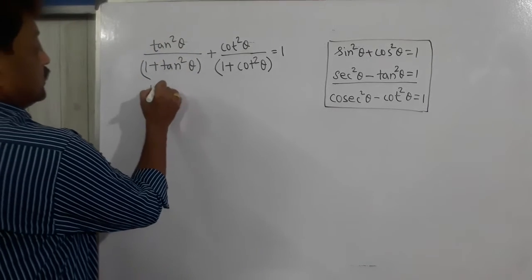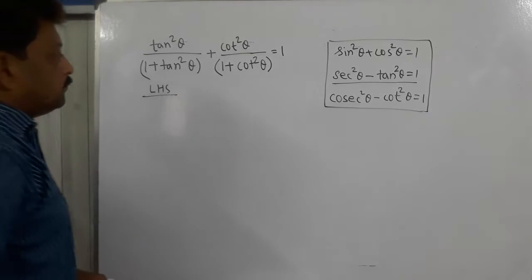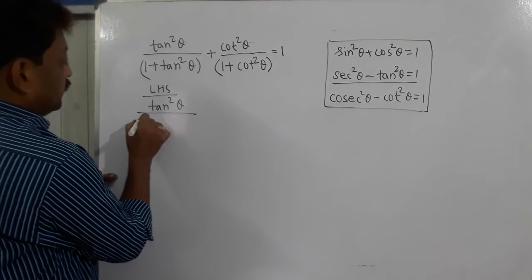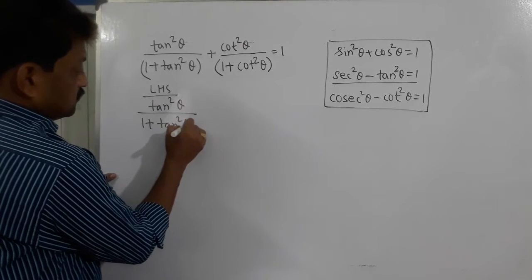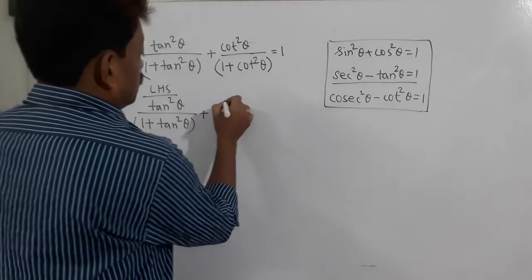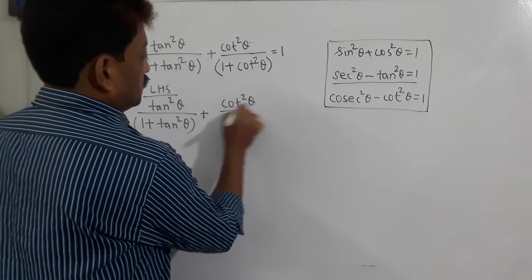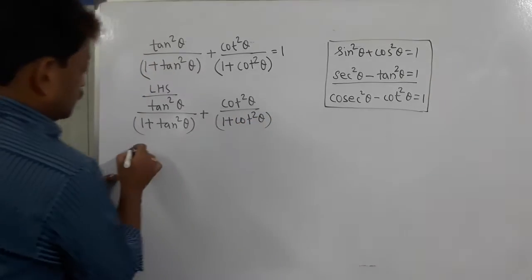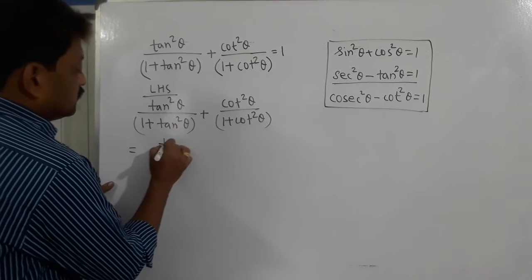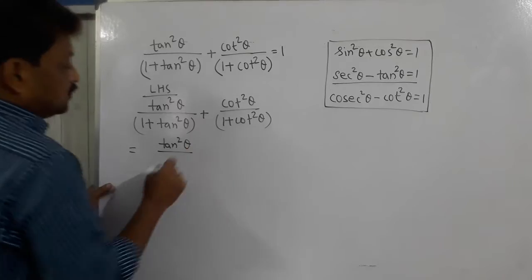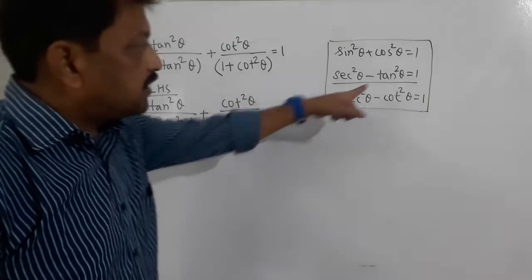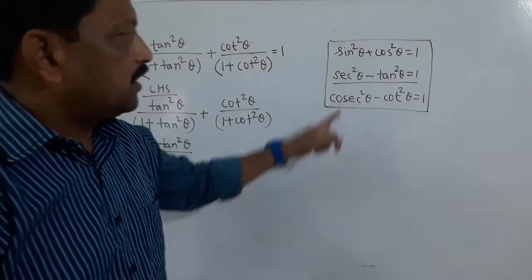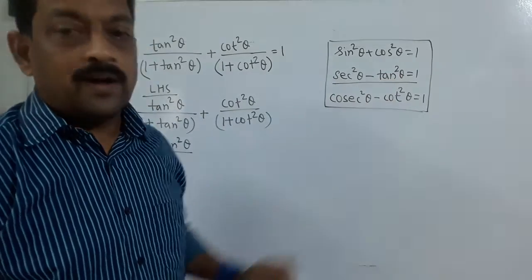Okay, so LHS: tan square theta divided by 1 plus tan square theta, plus cot square theta divided by 1 plus cot square theta. Now keep tan square theta as it is. Change this one, 1 plus tan square theta. 1 plus tan square theta is sec square theta. Take tan square theta to the right hand side, so it will become sec square theta equals 1 plus tan square theta.